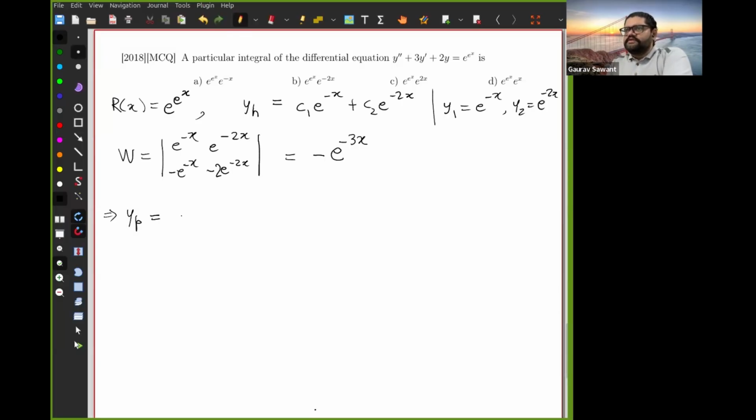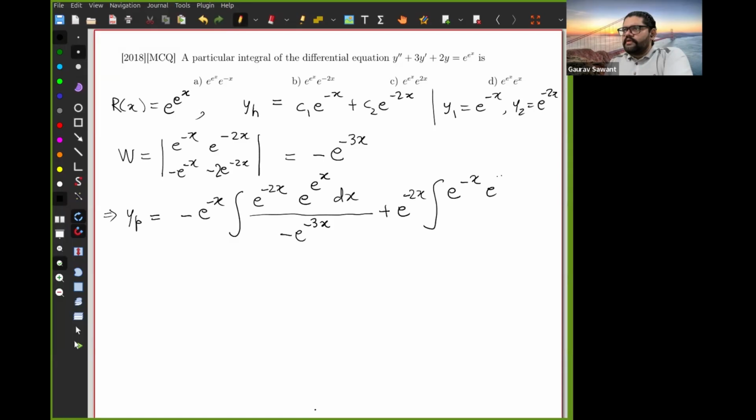So this yp is minus y1 integral y2 rx dx divided by w, plus y2, e power minus 2x, integral y1, e power x dx over minus e power minus 3x.